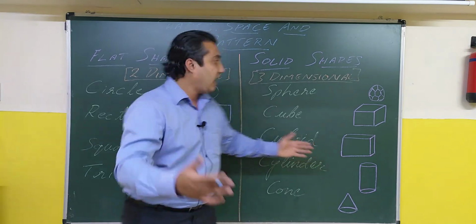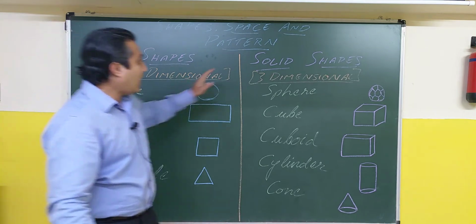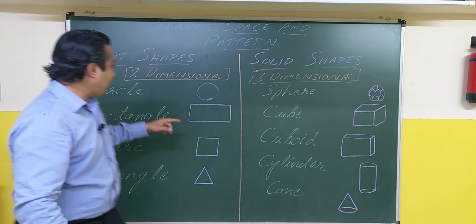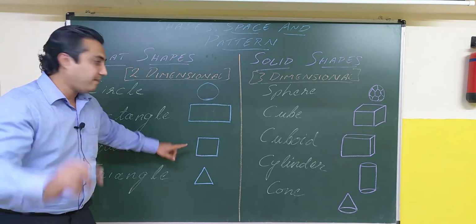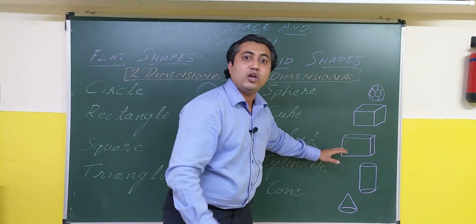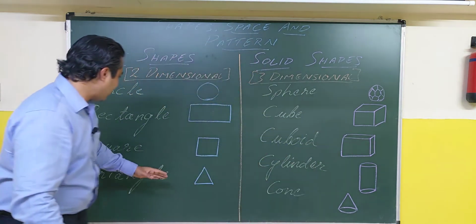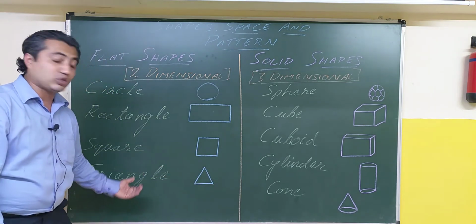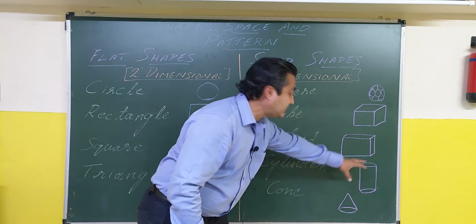More than one face. अगर हम circle की बात करें तो एक ही face, so it is a flat shape. अगर हम sphere की बात करें, more than one face, so it is a solid shape. If you are talking about a rectangle or a square, it has only one face. That is why it is a flat shape. And if you are talking about a cube or a cuboid, more than one face, that is why it is a solid shape. If we are talking about a triangle, it has only one face, so it is a flat shape.